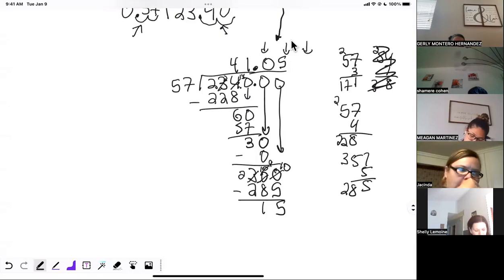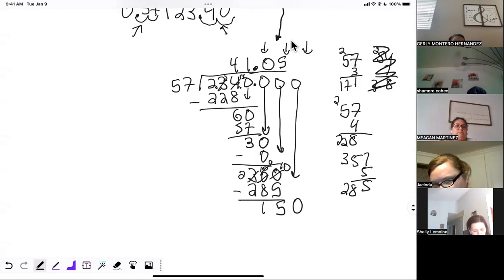You did a lot of borrowing. Yeah, I did a lot of borrowing. I didn't even have to, because 285 minus 300 is just 15, but I wanted to show you the work. But okay, we have one more to do.